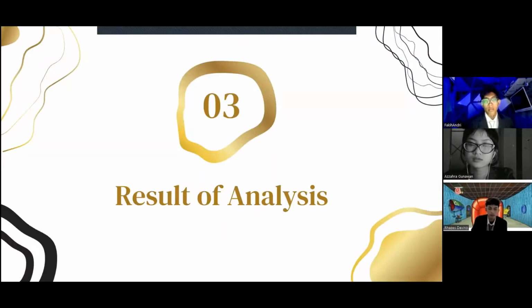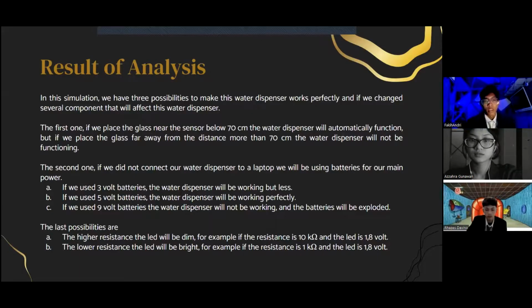And chapter 3, result of analysis. In this simulation, we have 3 possibilities to make this water dispenser work perfectly, and if we change several components, that will affect this water dispenser. The first one, if we place the glass near the sensor, below 70 centimeters, the water dispenser will automatically function.